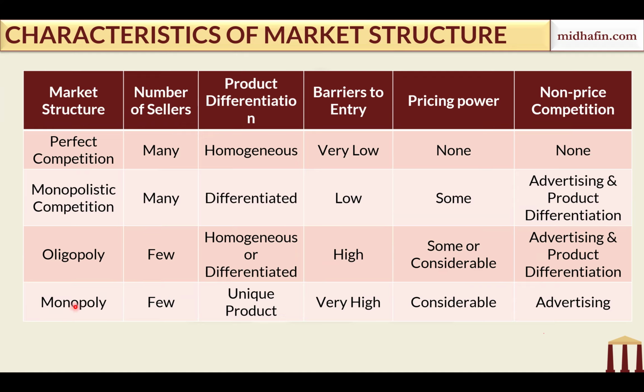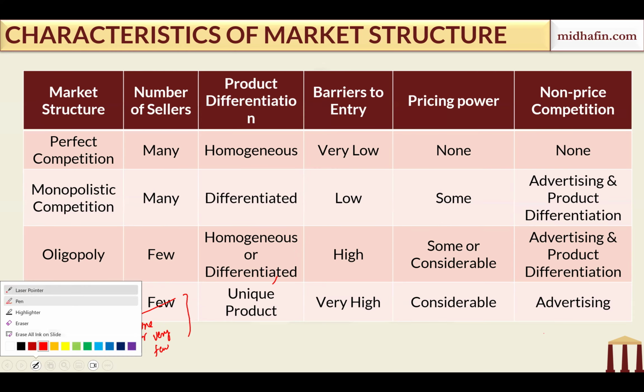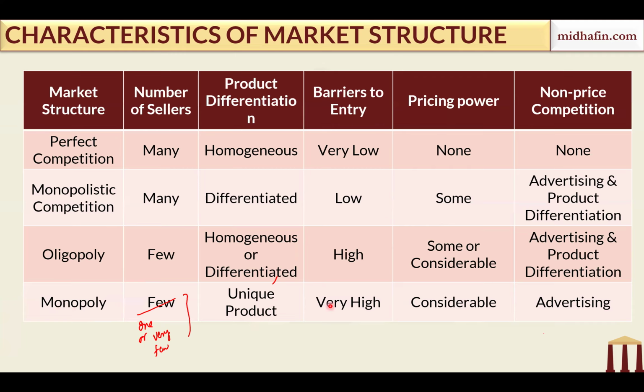And finally, at the other extreme, you have monopoly. Number of sellers, actually, it should not be few, it should be very few or one. Let me just change this. Let me write one or very few. It means one or two, basically. So that's a monopoly. Generally, it is one. Then the product will be unique. No close substitutes are available. Barriers to entry are very, very high. Pricing power is considerable with each firm.